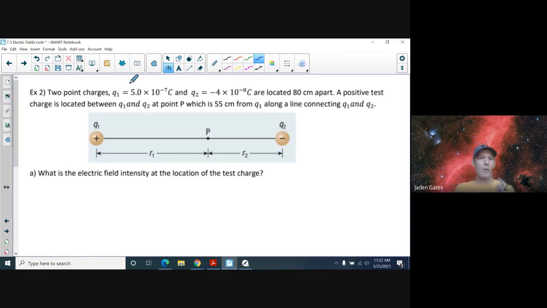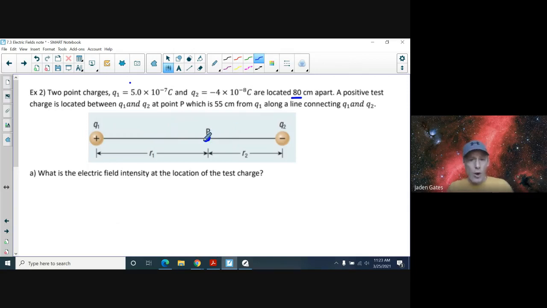Here we go. We have a situation here. We got our 2 charges, Q1, Q2, located 80 centimeters apart. That's an issue. Okay, so I got to convert that to our standard units. Now, a positive test charge is located at point P. Bingo. All right, there it is, which is 55 centimeters from Q1, along a line connecting the 2. All right, so let's get some distances here. So, all right, what are we looking for? A, what is the electric field intensity at the location?